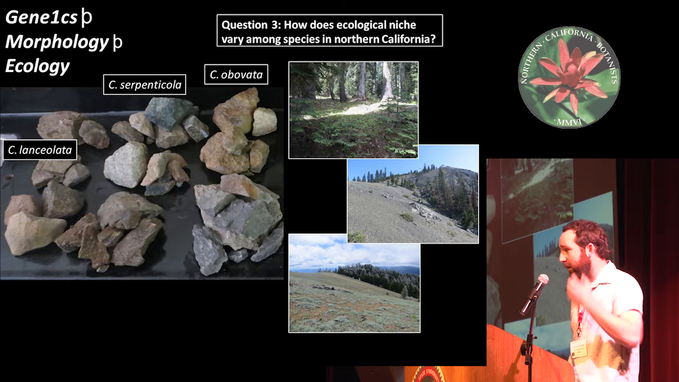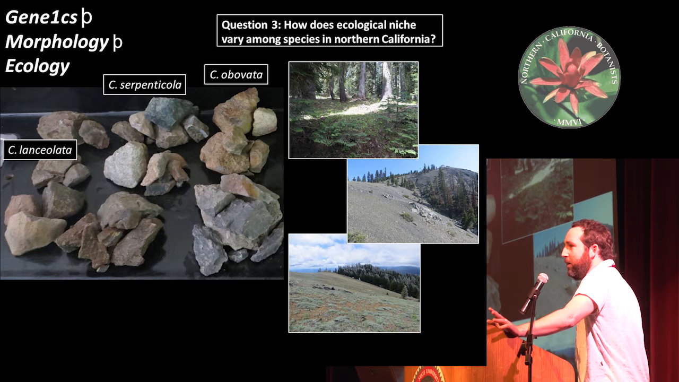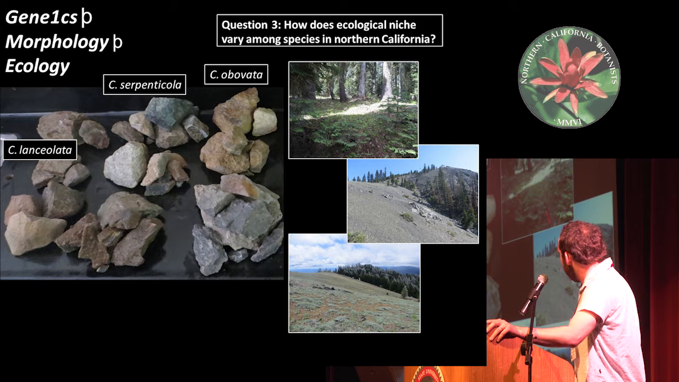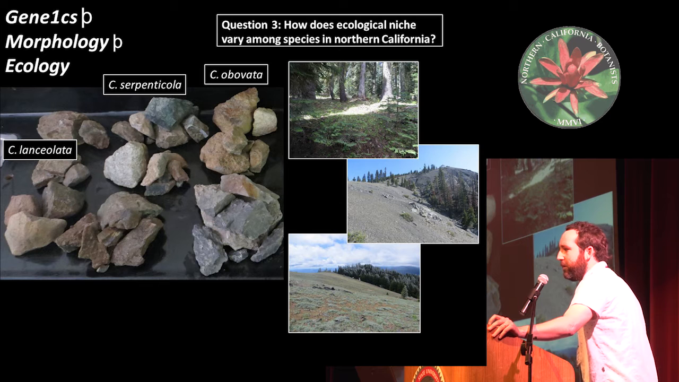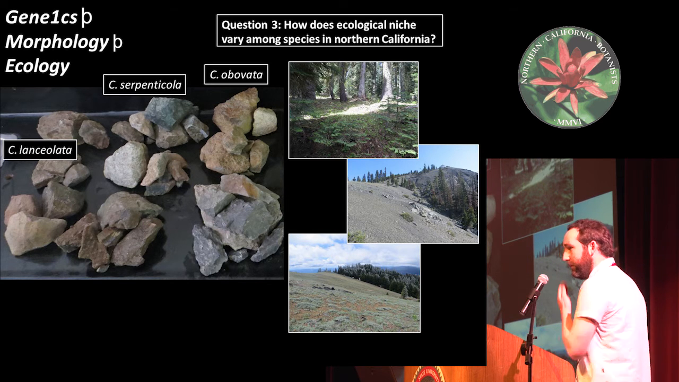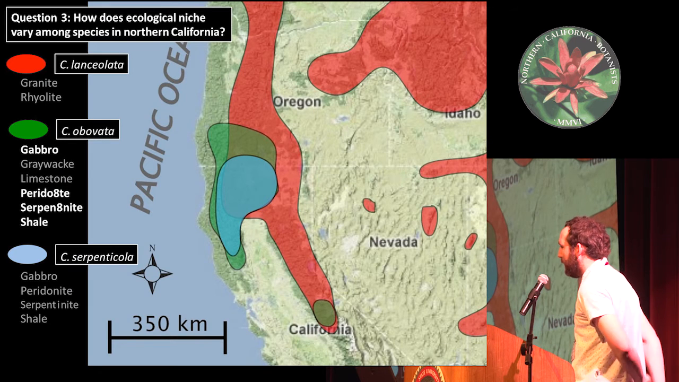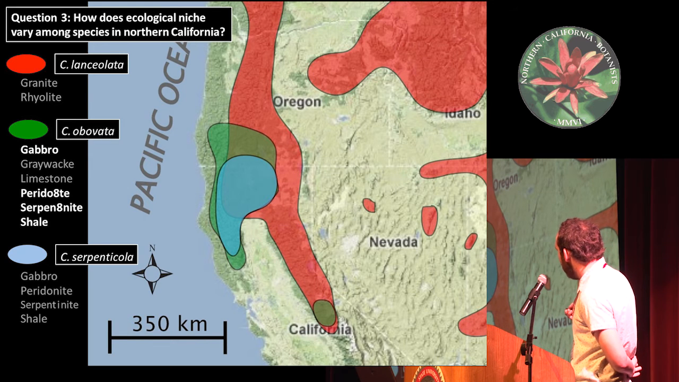Are these things actually partitioning different niche space, or are they all occurring in the same place, and if so, what keeps them separate? And so again, I'm going to focus more on the landforms as well as the geology, but there's a lot of other interesting things happening in terms of associated species and different things like that for these taxa.